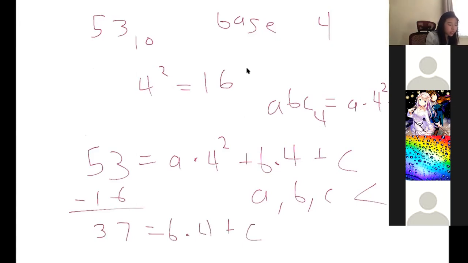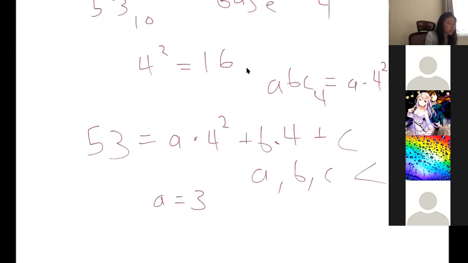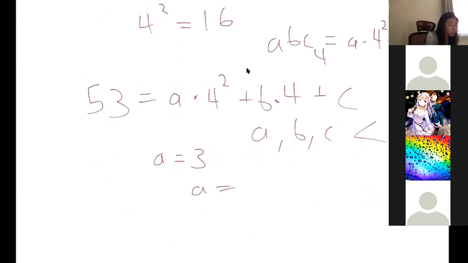So A is going to equal 3. A cannot be greater than 3, because that would be 64. If A is less than 3, like if A is 2, then you're left with 53 minus 32 as B times 4 plus C. But the maximum value of B is 3 and the maximum value of C is 3, and this isn't possible. So A has to be 3, just like Alyssa said.